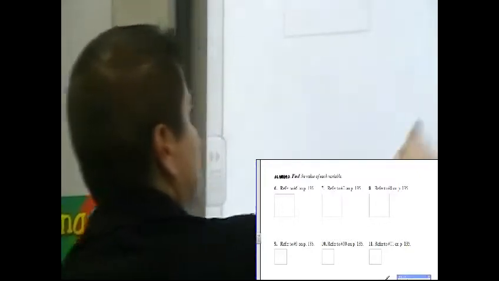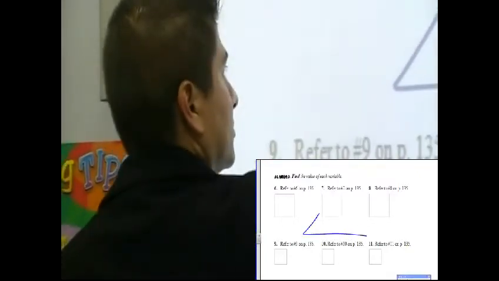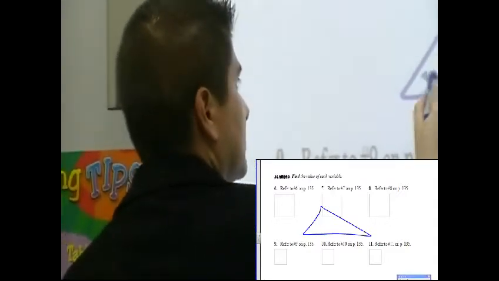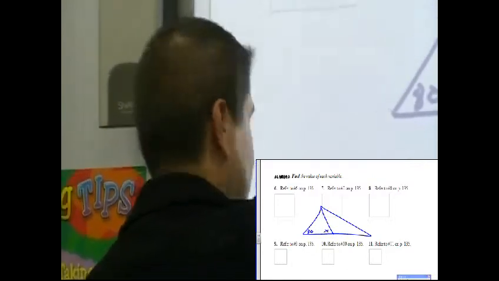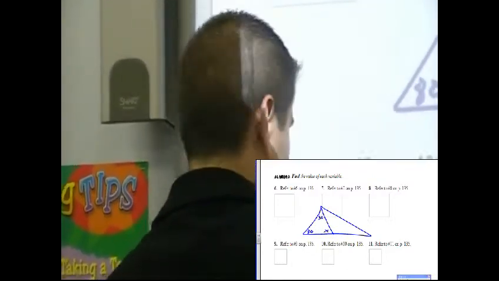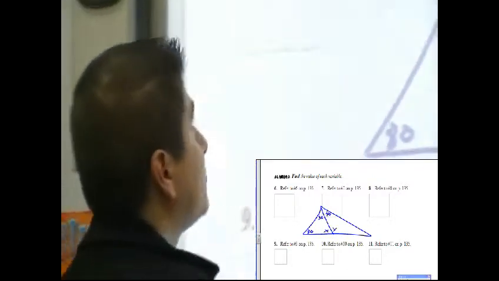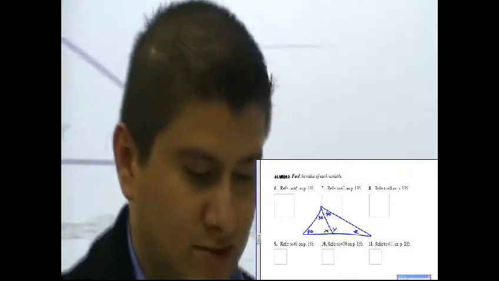Here you go, number 6. Find the value of each of these variables. So I have this amazing, beautiful triangle that you will find in your book. This guy's 80, this guy's X. This little guy up here is 30. This one's 40, this one's Y. This is Z. They would like you to find all the different variables.